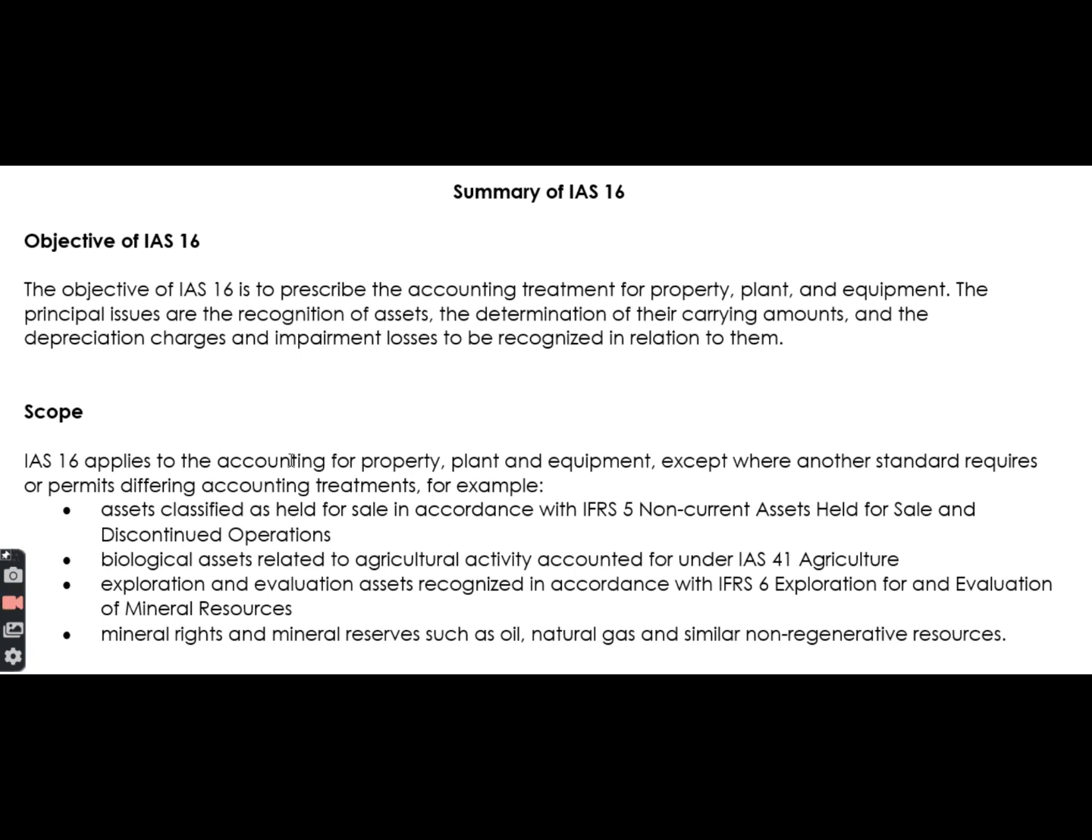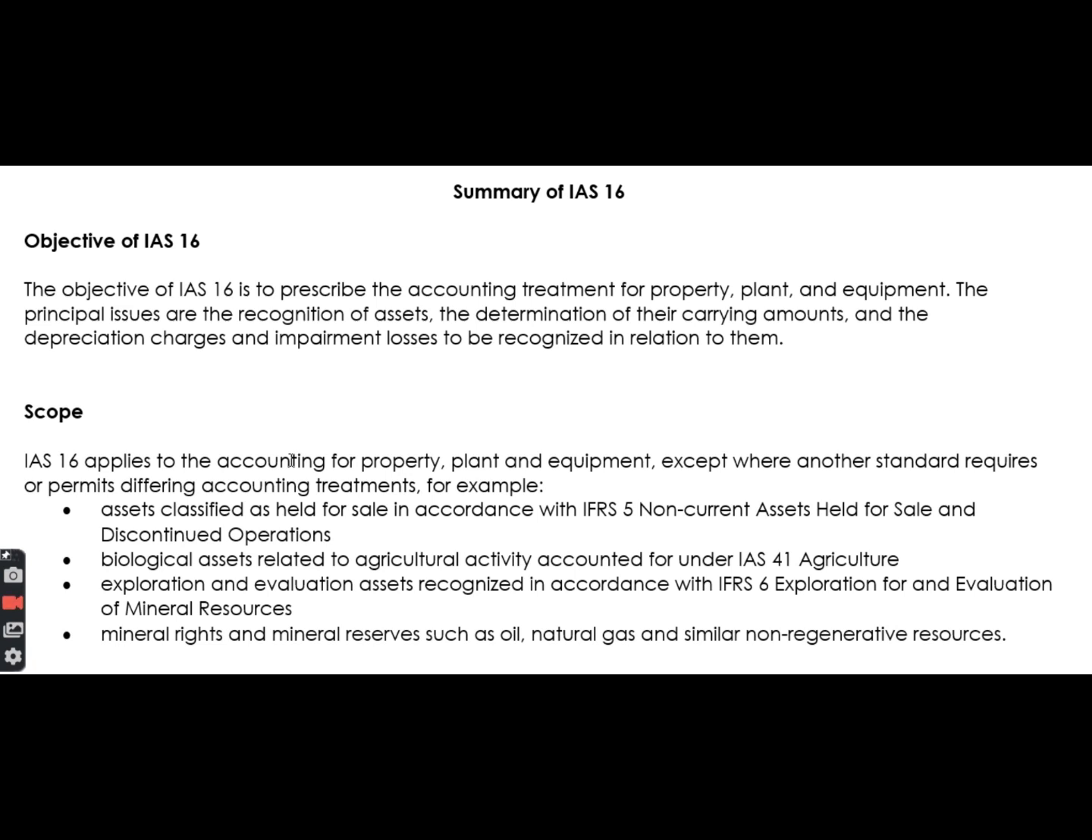So let's start first with the summary of IAS 16. With that, let's start with the objectives. The objective of IAS 16 is basically to prescribe the accounting treatment for property, plant, and equipment.